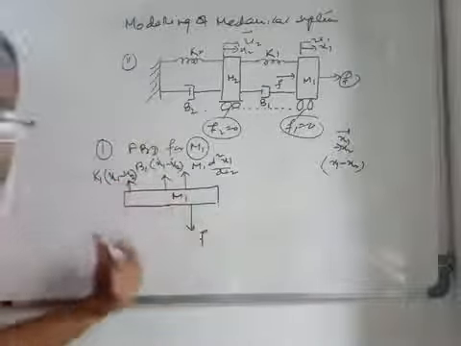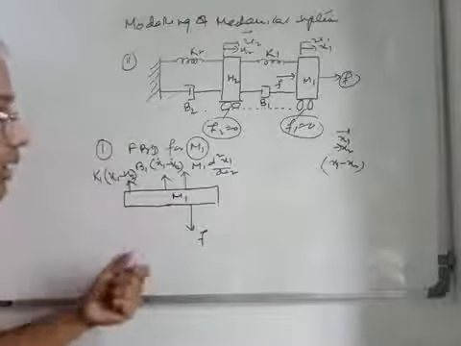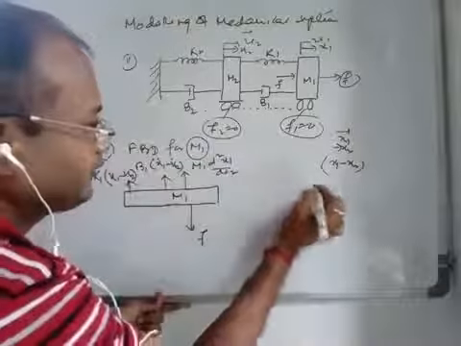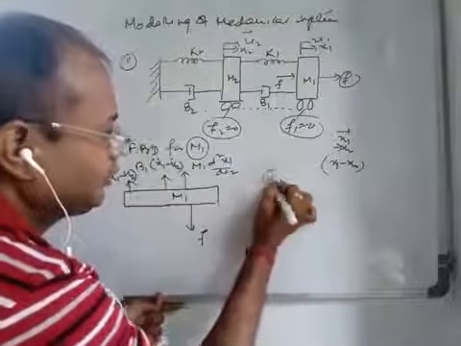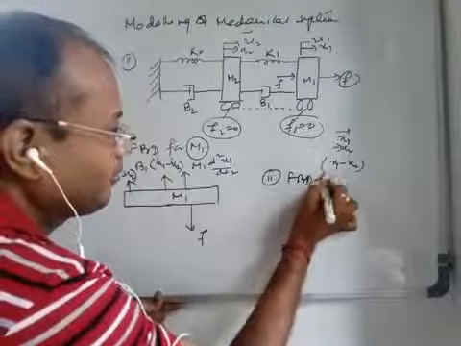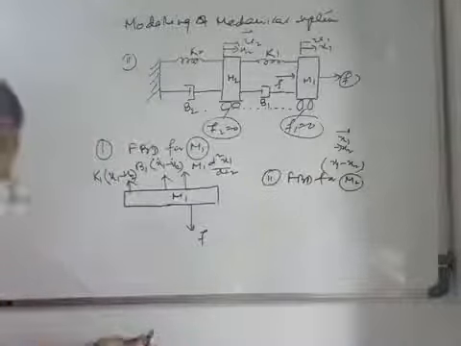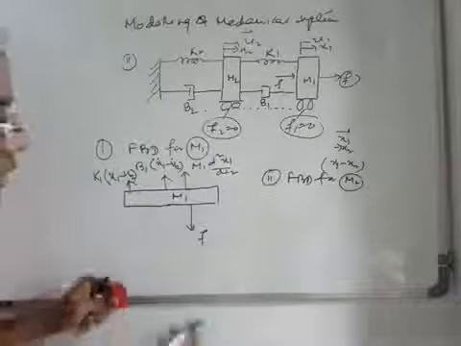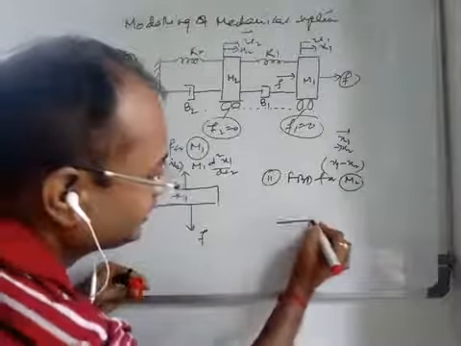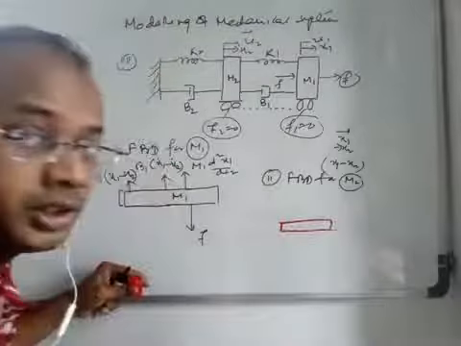This is the free body diagram for mass m1. And next, we will consider the free body diagram for mass m2, right? How does it look? Say this is our mass m2.